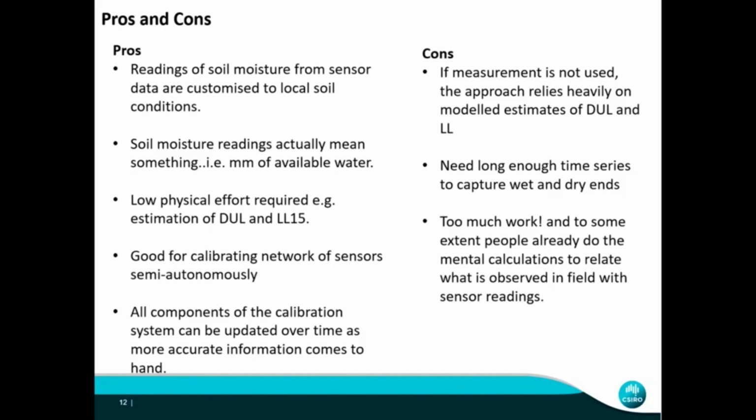So if measurement is a similar concept, the approach relies heavily on modelled estimates of the DUL and LL15. One of the things you need is a long enough time series to capture in that sensor the wet end and the dry end of that soil moisture characteristic that Richard was talking about before. But some of the time it's too much work. People are just happy to use that relative information. They're not really interested in getting those sensors into generating real values. They look and that's fine. It's up to horses for courses, really.